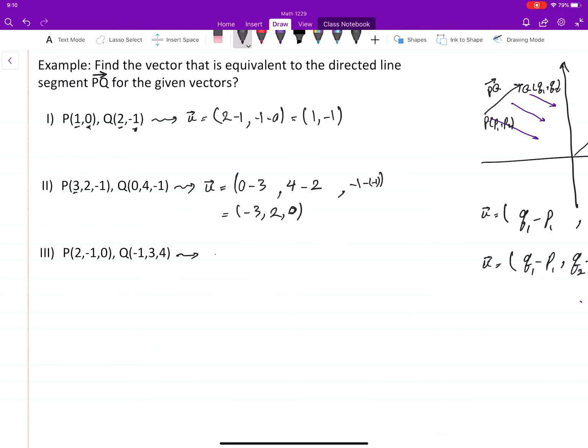And the last one, U, here is, again, we need 3 components. Corresponding coordinates of end minus starting: negative 1 minus 2, 3 minus negative 1, and 4 minus 0. And that gives us negative 3, 3 minus negative 1 is 4, and 4. Well, that's how you find a vector which is equivalent to the given directed line segment, end minus starting.